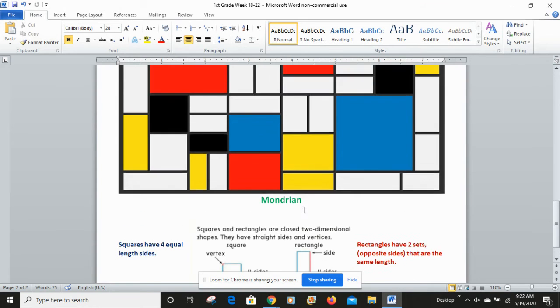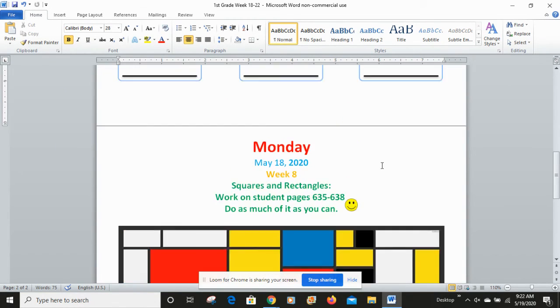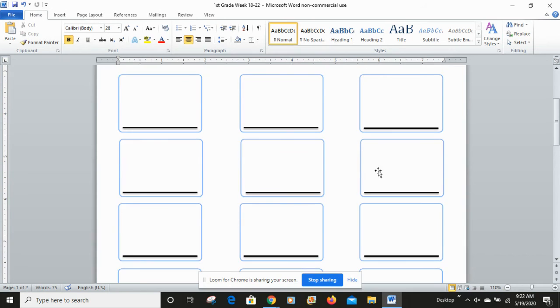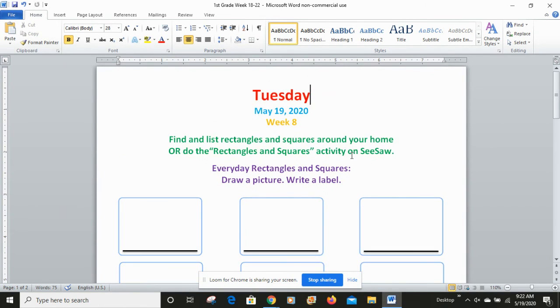So look around your house. Remember, we showed you the picture yesterday from Mondrian, his famous painting using squares and rectangles and colors. So look around your house, see what you have, and I'll bet you'll be surprised to see all the different things in your house that are squares or rectangles. If you don't want to do that one, remember the Seesaw activity, rectangles and squares. And remember, you could always do both. Extra practice is always a good thing.